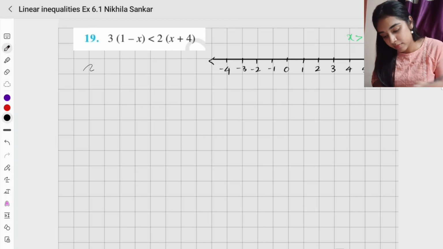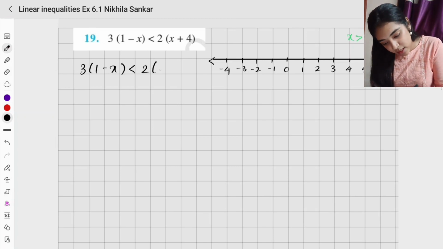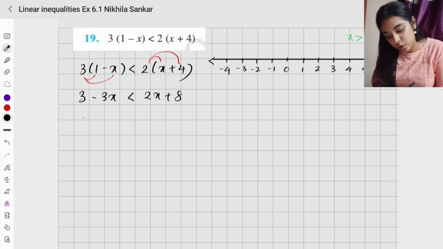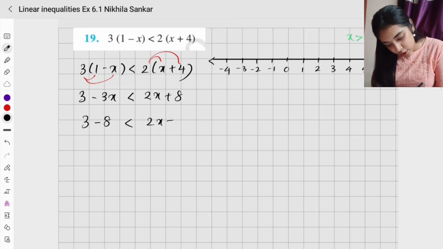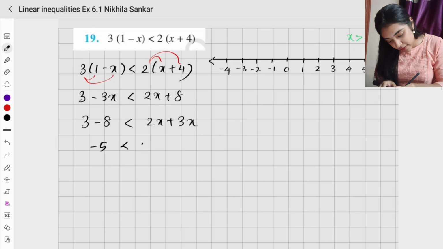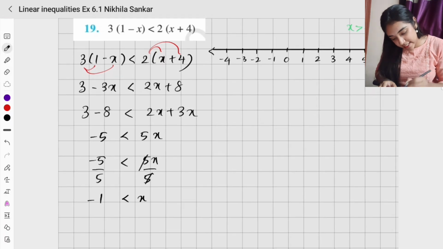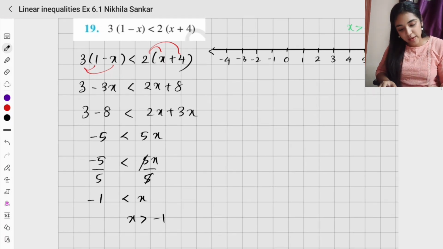Question number 19. 3 into (1 minus x) less than 2 into (x plus 4). So first 3 into 1, 3 into minus x. So 3 minus 3x less than 2 into x, 2 into 4. So I have 2x plus 8. Bringing 3x to this side, I'll have 3 minus 8 less than 2x plus 3x, minus 5 less than 5x. So I have minus 5 divided by 5 less than 5x divided by 5. The 5 and the 5 get cancelled. So minus 1 less than x, which means x is greater than minus 1.